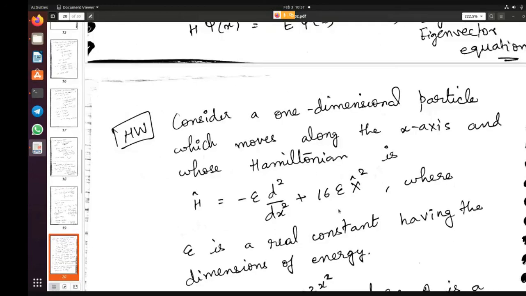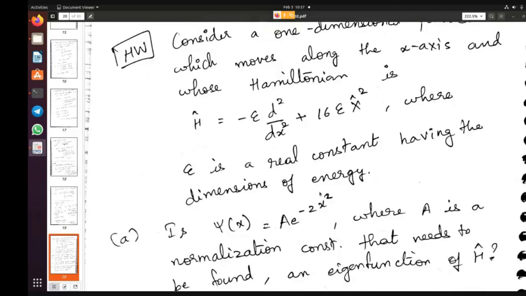All right, so here is one homework, and then I will stop here. Consider a one-dimensional particle which moves along the x-axis and whose Hamiltonian is given by this term. This is your operator, where epsilon is a real constant having the dimensions of energy. Let's say psi of x is given by A into e power minus 2x squared, where A is a normalization constant.